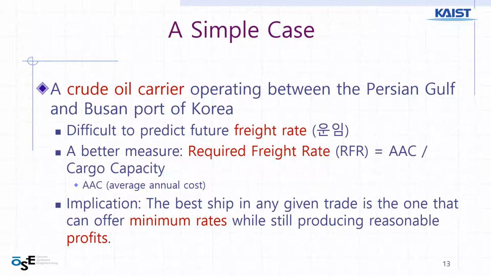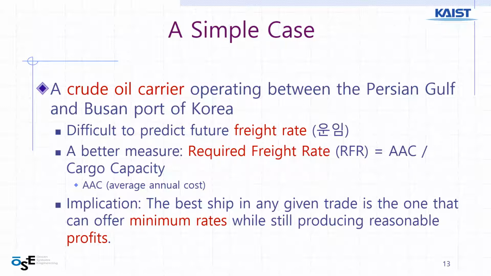Especially the shipping cost is very fluctuating, much more than stock pricing or, say, gold price, or nowadays, what is the cyber money? I cannot remember the name. Bitcoin, right. Bitcoin is very fluctuating, right? And similarly, the freight rate of shipping is very fluctuating, a very interesting market there.